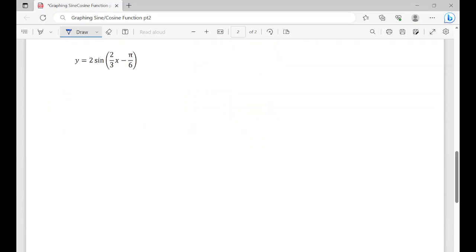Last, I have y equals 2 sine of 2/3 x minus pi over 6. Again, I need to have x by itself, so I'm going to factor out a 2/3 to get it into the right form. So I'm going to get y equals 2 sine of 2/3 x minus, and when I factor out a 2/3 from pi over 6, I'm going to be left with pi over 4. So now that it's in the correct form, I can find out what I need.